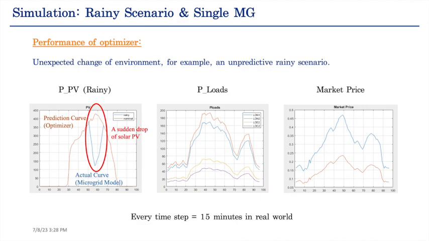Now let's have a look at our simulation scenario. We call it the rainy scenario. In the first figure, we can see an orange curve and a blue curve. The orange curve indicates the prediction curve known by the optimizer. The blue curve is the actual curve, with a sudden drop of solar PV in the afternoon, which is not known by the optimizer.